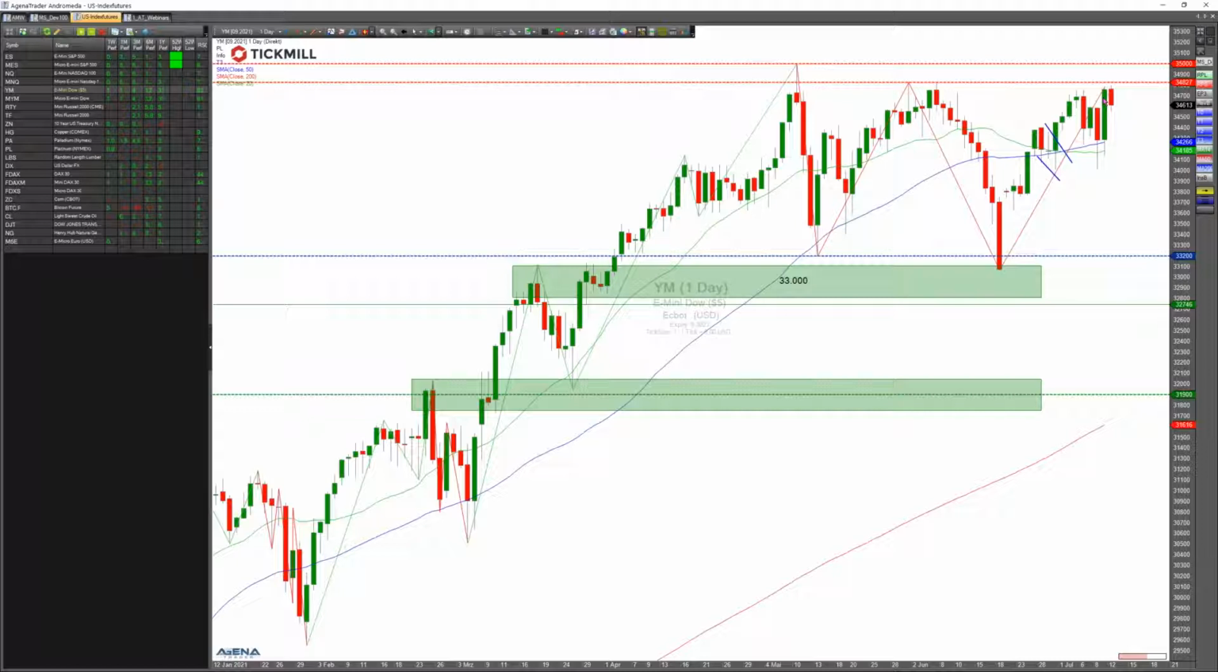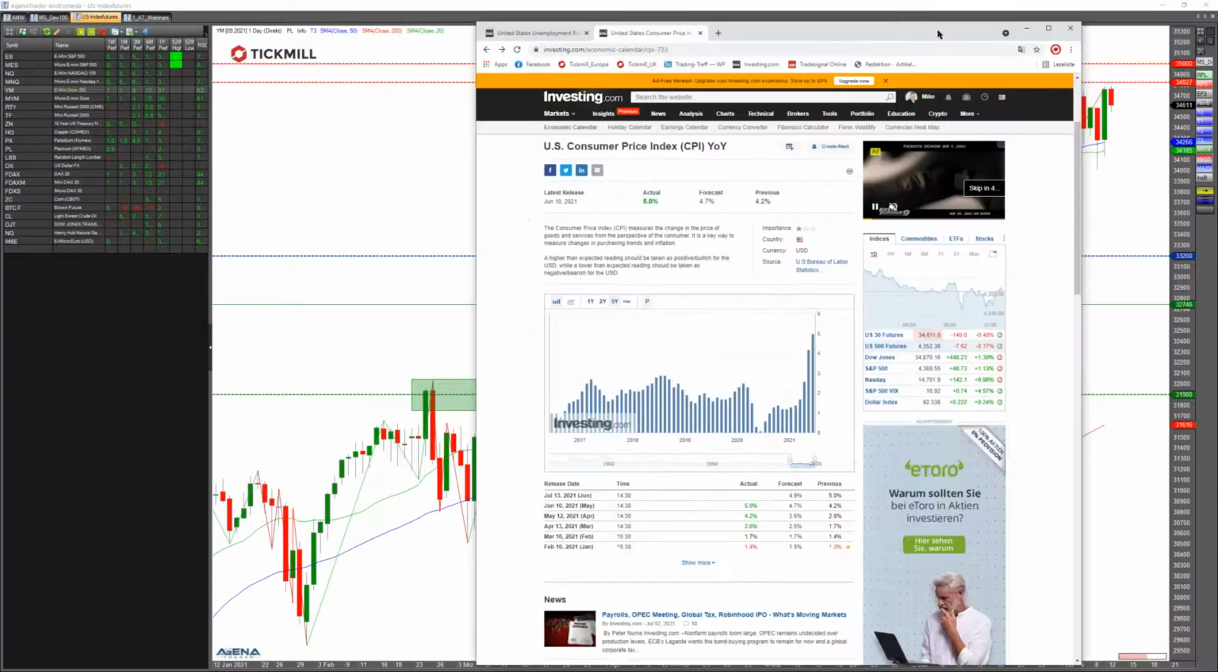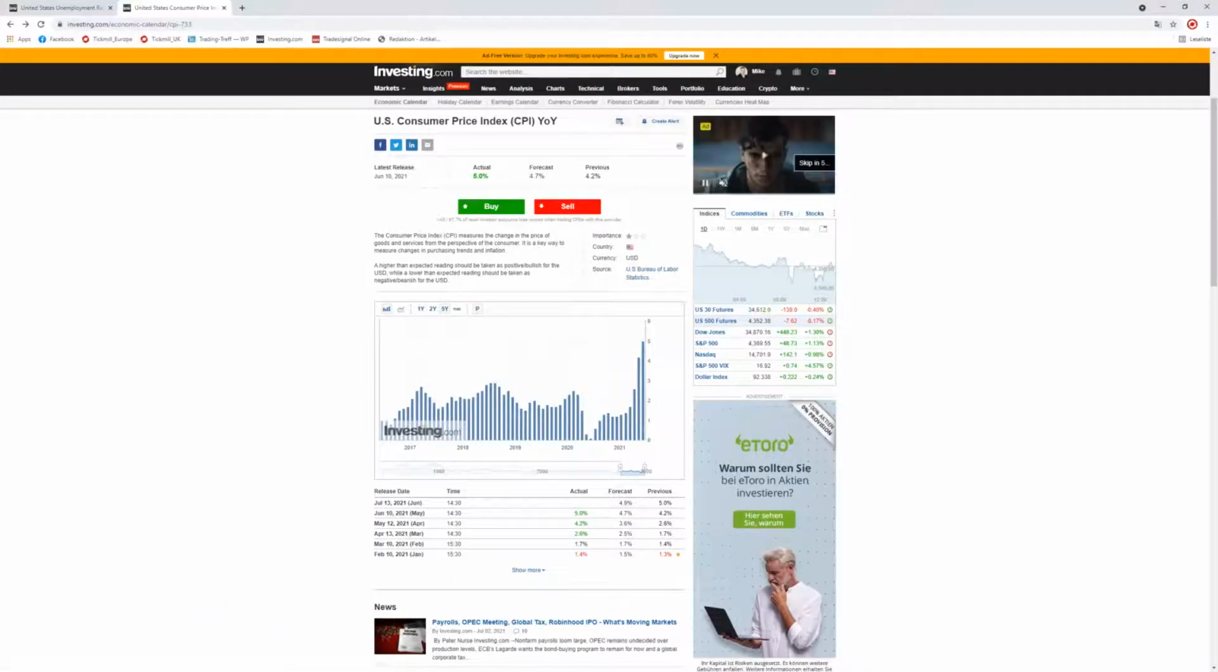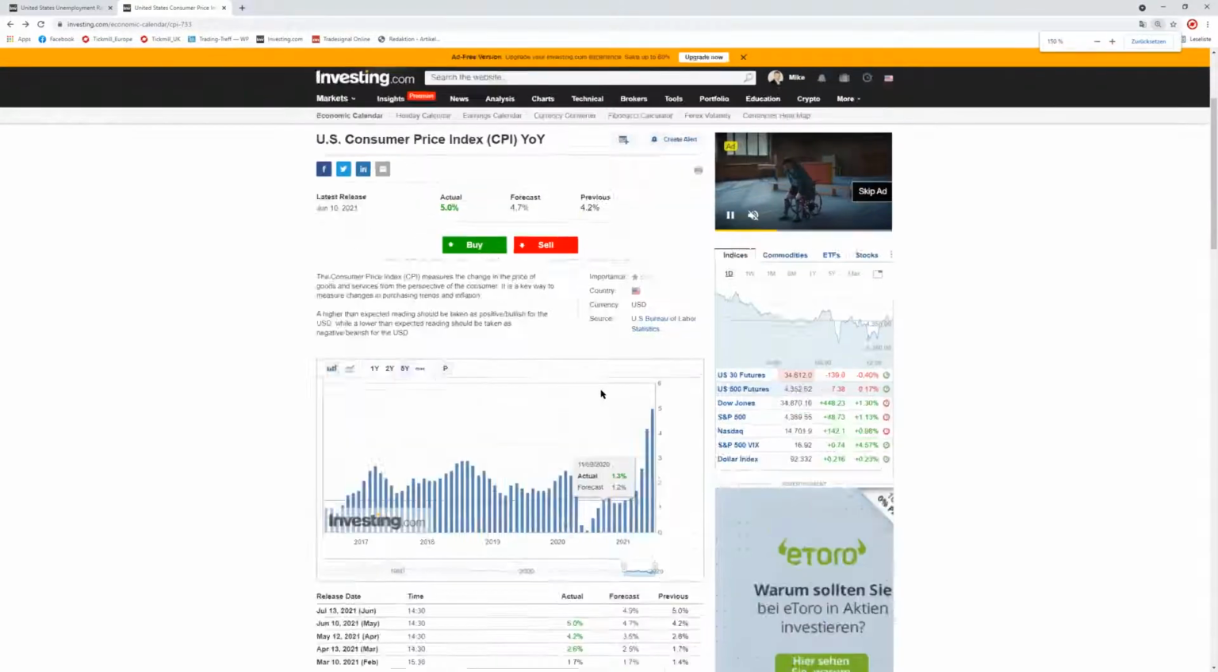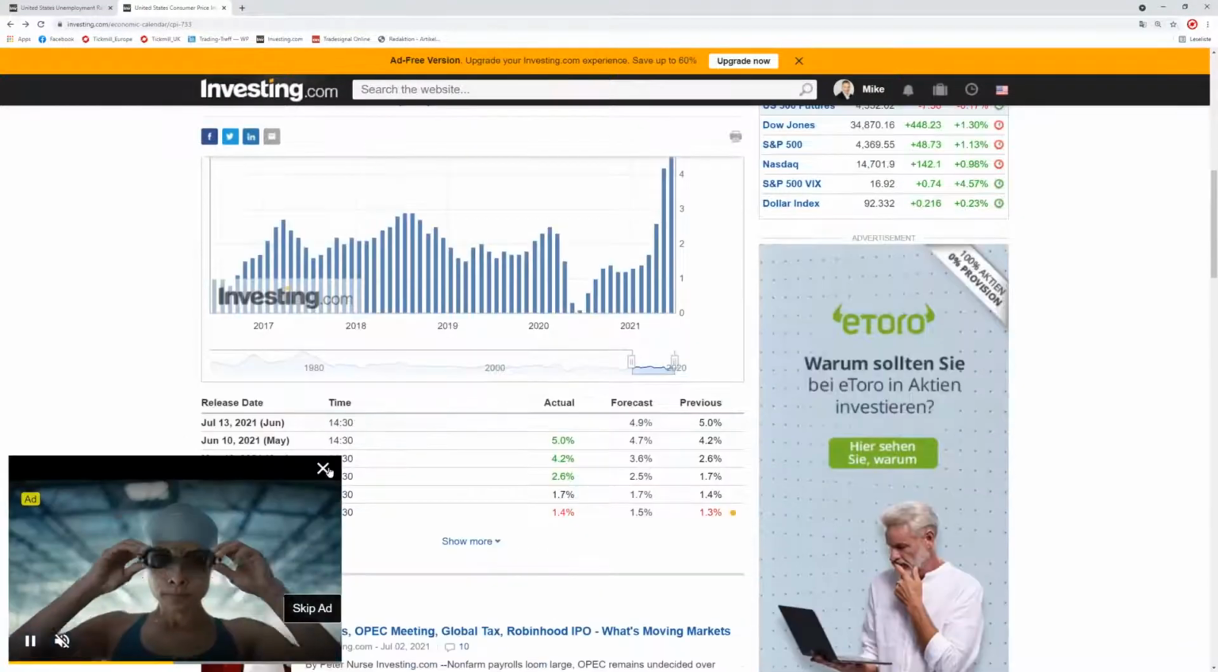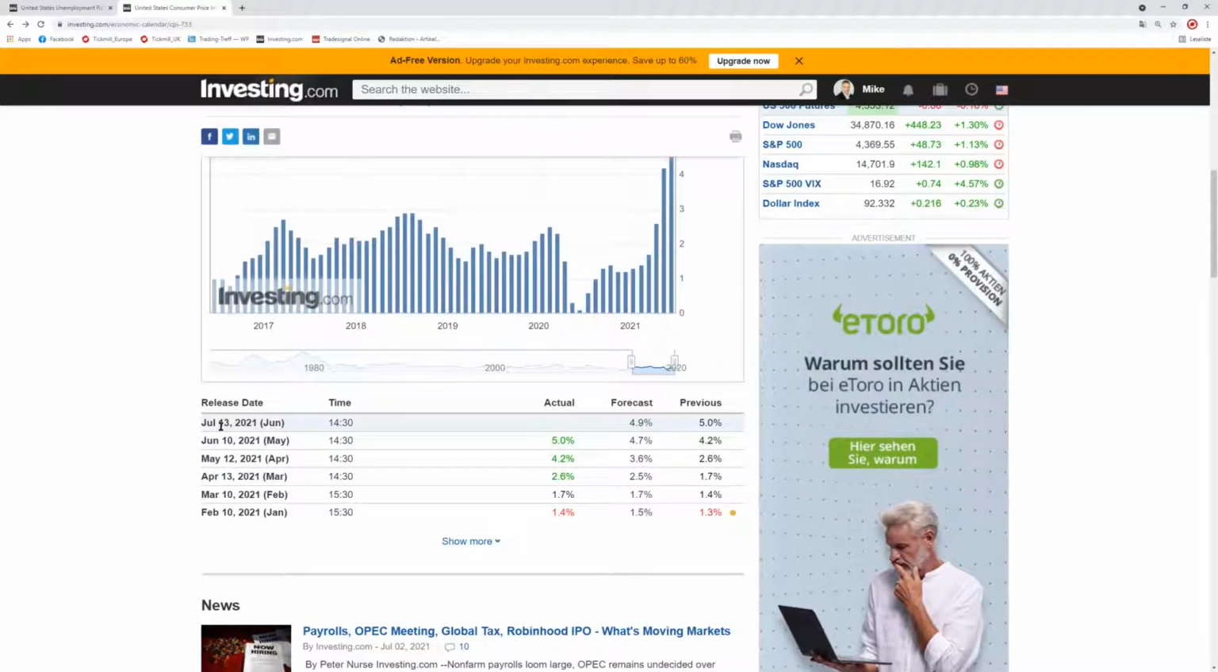The other side is the stalling economy, and this is something the Fed has an eye on, especially the unemployment rate and the inflation rate. And it's actually quite simple for you to check this. I just check, for example, the US Consumer Price Index. We have it here. We see the latest data from June, and you can see the date, the 13th of July, when we will get the next numbers.